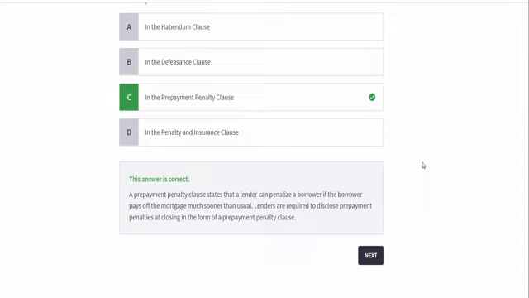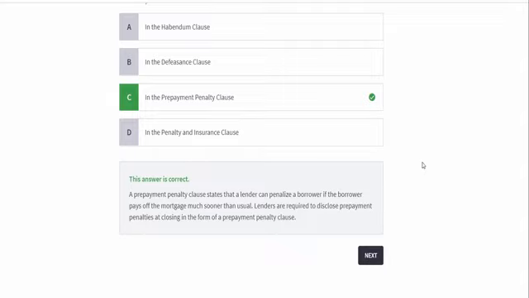But yeah, the prepayment penalty clause states that a lender can penalize a borrower if the borrower pays off the mortgage much sooner than usual. Lenders are required to disclose prepayment penalties at closing in the form of a prepayment penalty clause. Now, it's worth noting with these that they're becoming more and more less common, because to be quite honest, it is a little bit ridiculous.